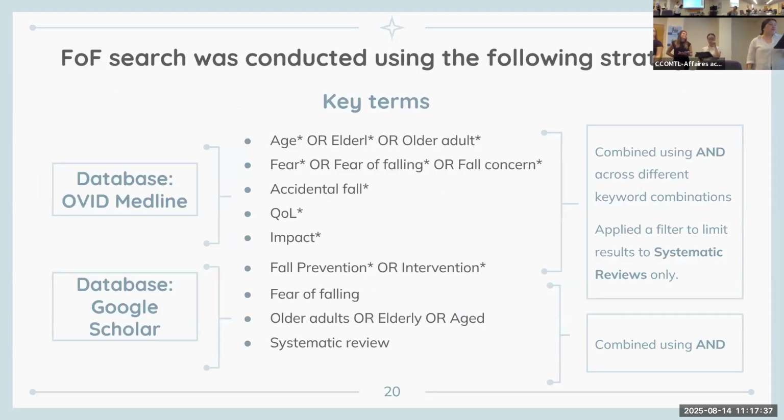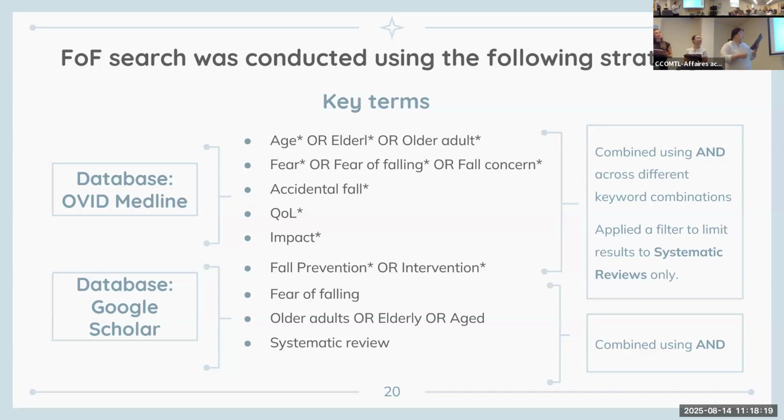Okay, so moving on to the research phase of our project, we began gathering the evidence related to different sections, with each team member conducting our own focused review to gather the evidence related to fear of fall, its impact, and recommended interventions. We conducted a structured literature search primarily using the Ovid Medline database. Search terms included combinations of keywords such as older adult, fear of falling, accidental fall, interventions, etc., all linked using the Boolean term and. To ensure the inclusion of high quality evidence, results were then limited to systematic reviews.